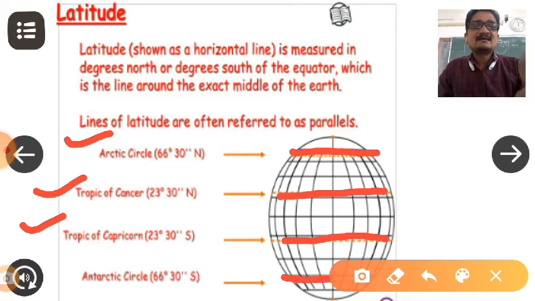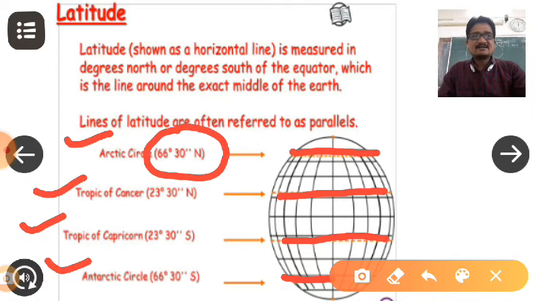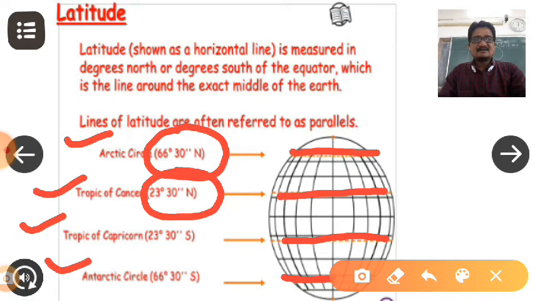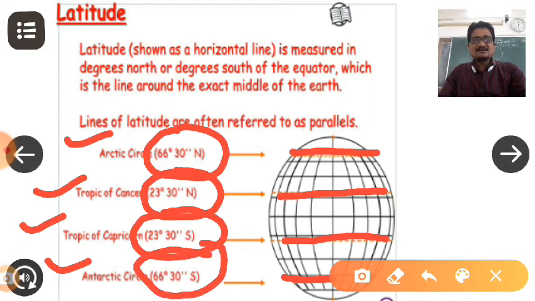This is the Antarctic Circle. So these degrees are given: 66 degrees 30 minutes north is the Arctic Circle, 23 degrees 30 minutes north is the Tropic of Cancer, 23 degrees 30 minutes south is the Tropic of Capricorn, and 66 degrees 30 minutes south is the Antarctic Circle. So all these are parts of the globe. Note down all this information in your notebook.